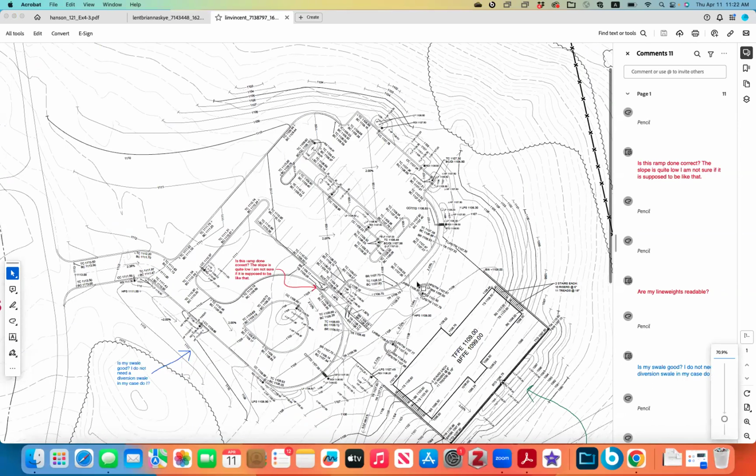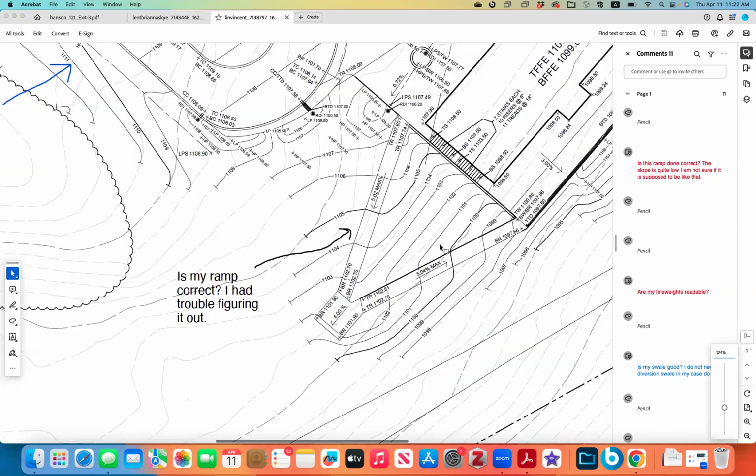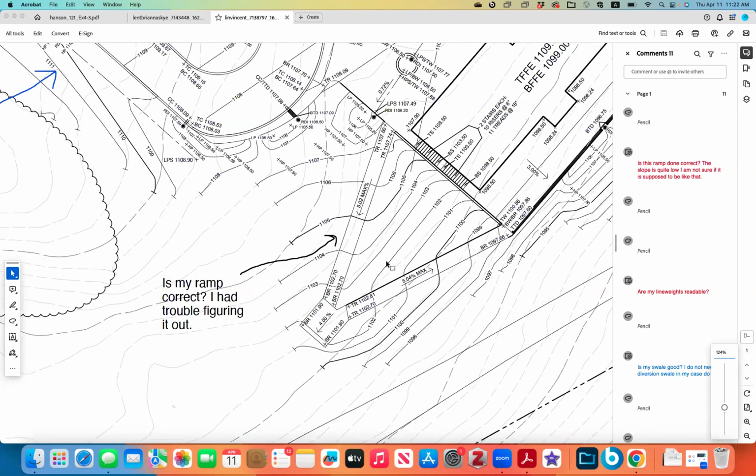Let's take a look at the ramp. You seem to have a side slope on the lower side. I'm not sure about the side slope on the upper side. So, just want to make sure that you have a side slope as well here, okay?